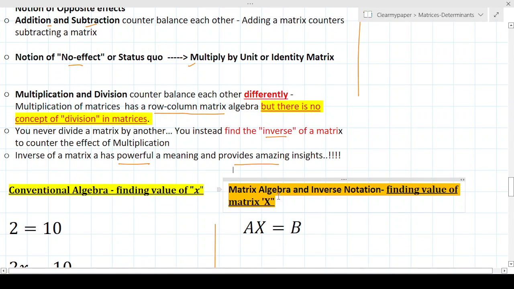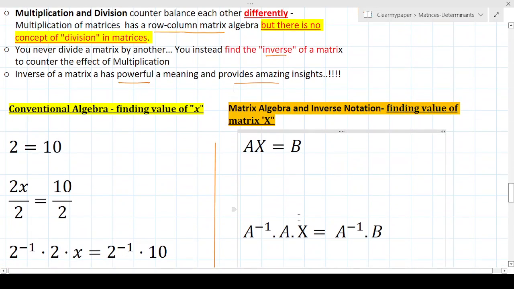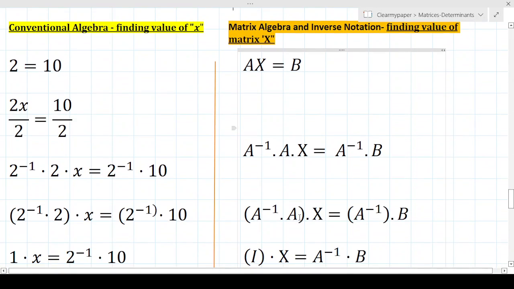So let's take some examples and apply the concept of the inverse of a matrix in this context, where we're trying to understand what happens in conventional algebra and what happens in matrix algebra on the left hand side and the right hand side. Let's talk about that, taking some real-time examples.